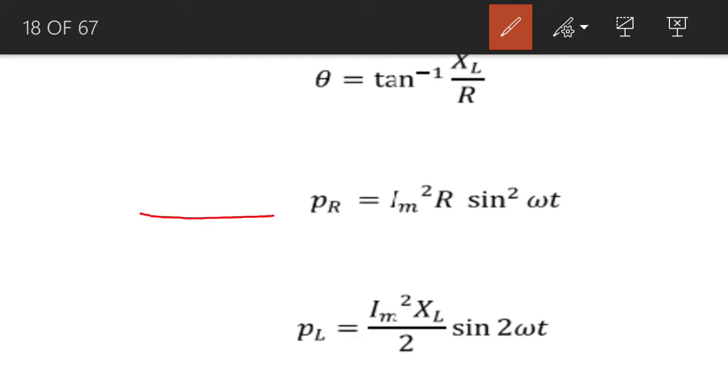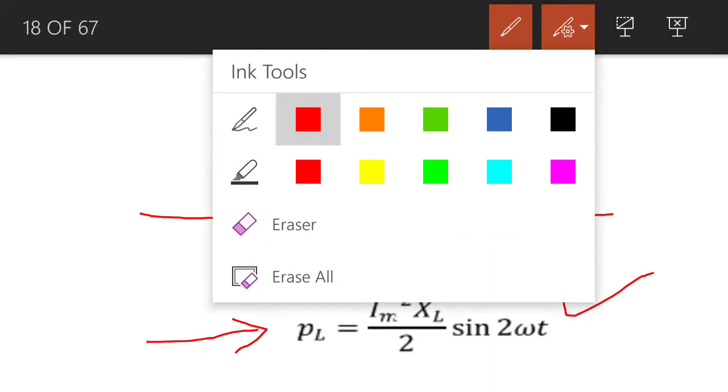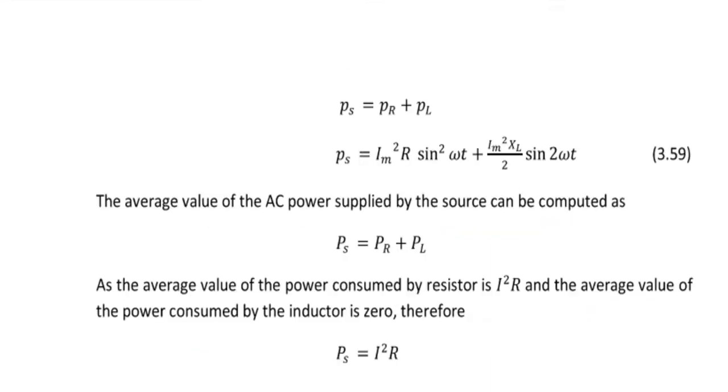This is the instantaneous value of the power taken by the resistor, which is equal to Im square R into sine square omega t. Similarly, we have already derived the instantaneous power taken by the inductor, which is equal to Im square XL by 2 sine of 2 omega t. So we have already discussed these two equations.